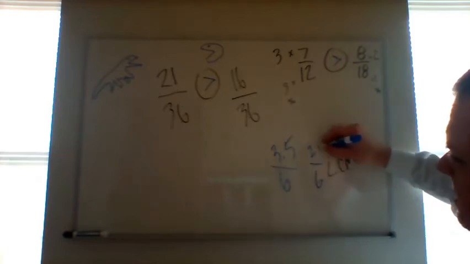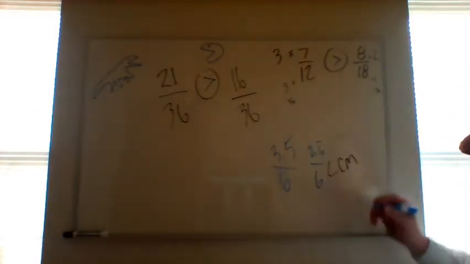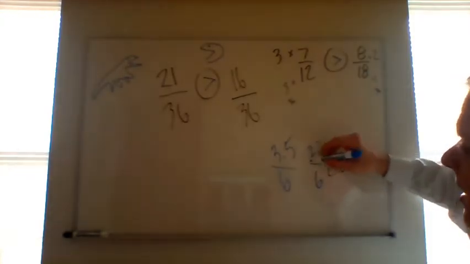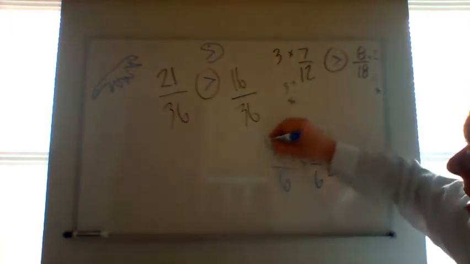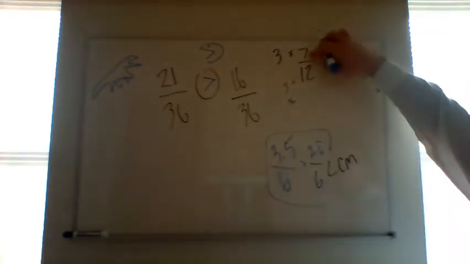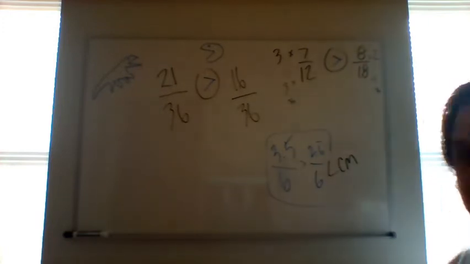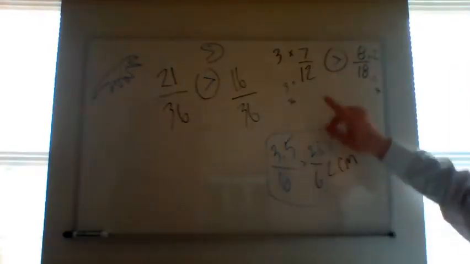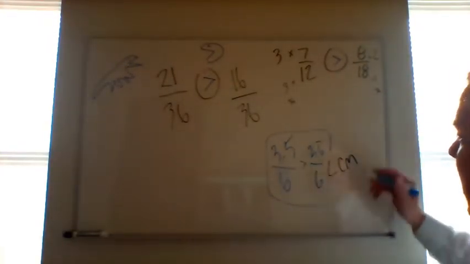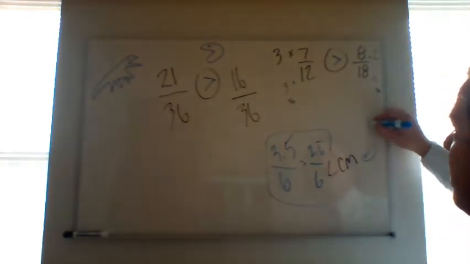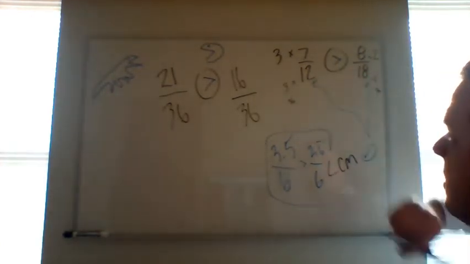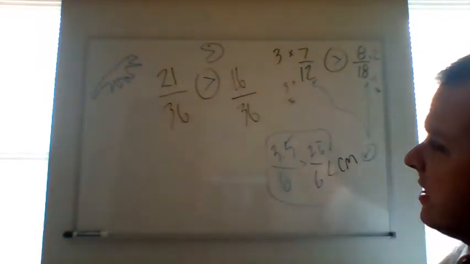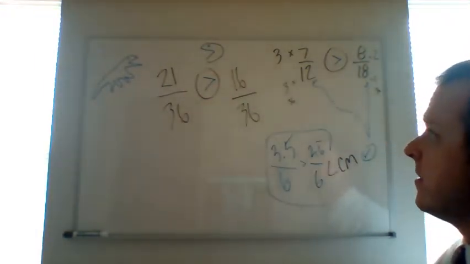2.6 repeating. My mistake. 2.6 repeating. And then you can see 3.5 is larger than 2.6. So this one's a little more complicated, right? Because what if they don't reduce? You can see we're dealing with decimals here. That's not as good. So what can we use? We can use the LCM to multiply these numbers into 36.